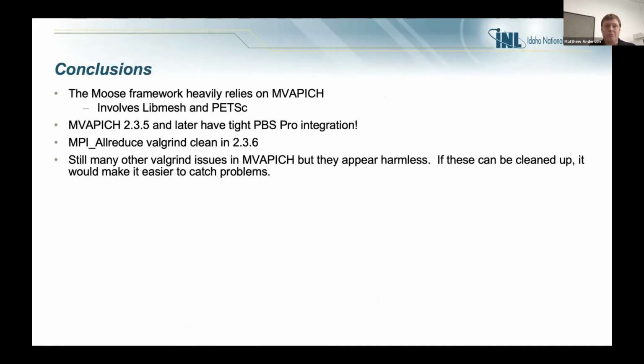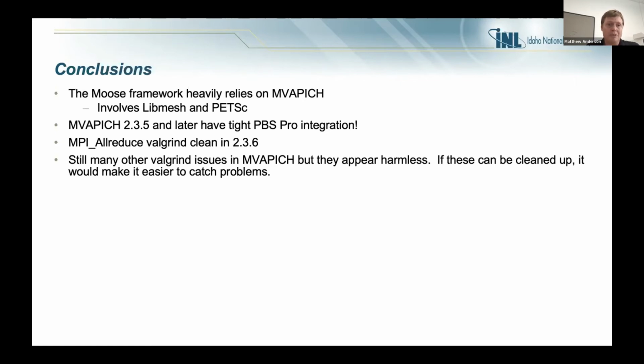So conclusions. The Moose framework really does only rely on MVAPICH. It involves libMesh and PETSc, so we do have a lot of PETSc developers, and the libMesh developers live here now, that care a lot about MVAPICH and getting the best performance we can get out of it. And these have direct impact on industry. 2.3.5 and later has tight PBS Pro integration. So for those running PBS Pro, this makes life very, very easy.